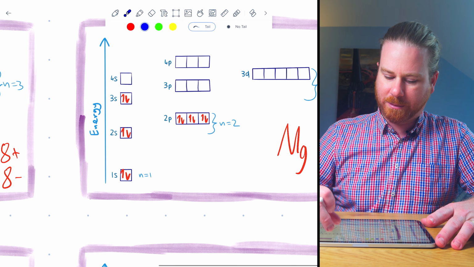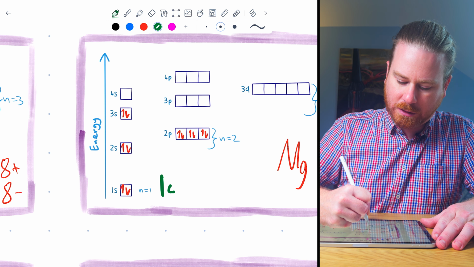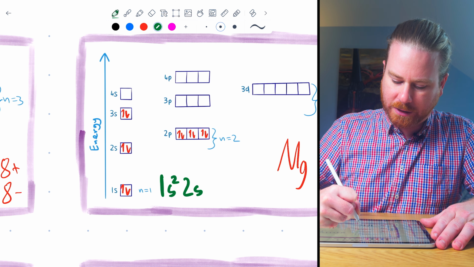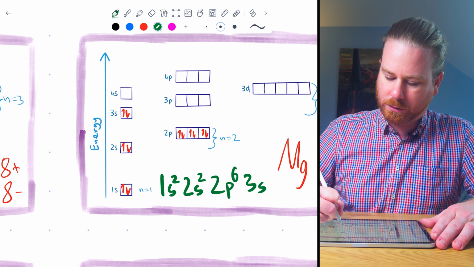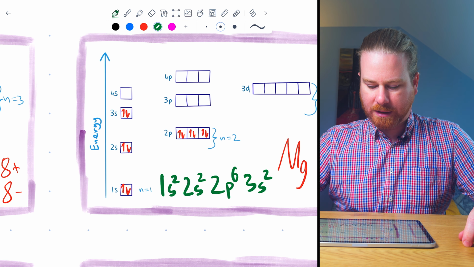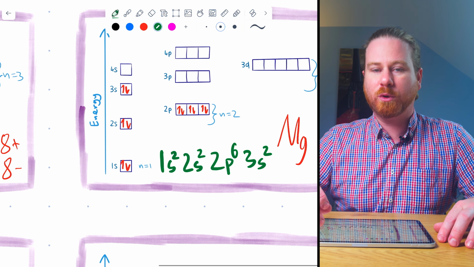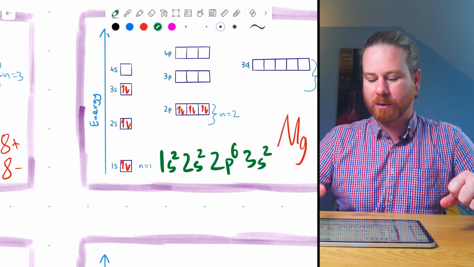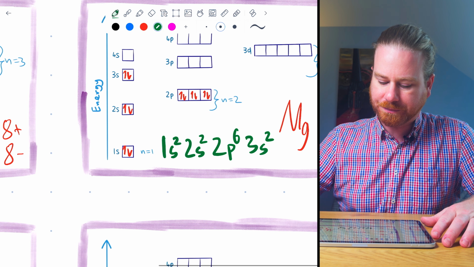Okay, so let's do the same again for magnesium. So 1s2, 2s2, 2p6, and then 3s2. Happy days. There is one thing we can do to help speed us up, because the noble gases have a fixed electronic configuration. They're not going to change, they don't become ions. So we can do a shorthand.